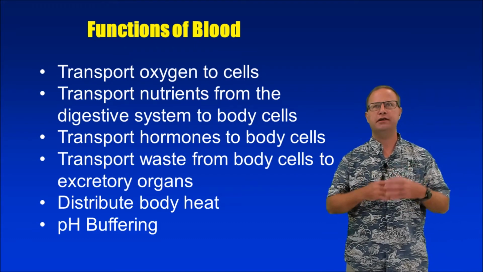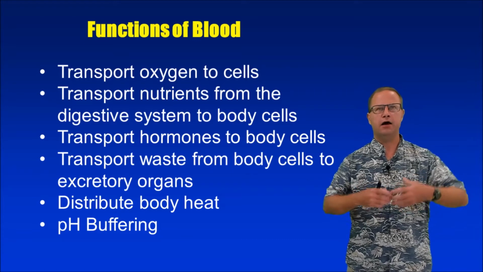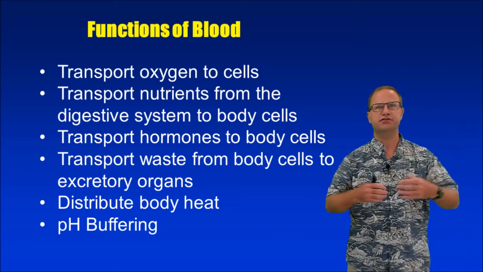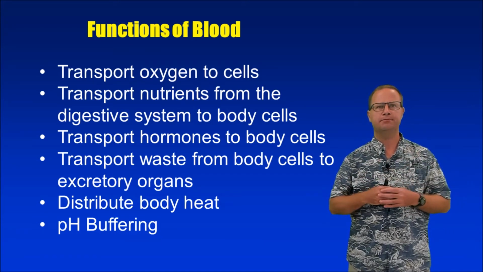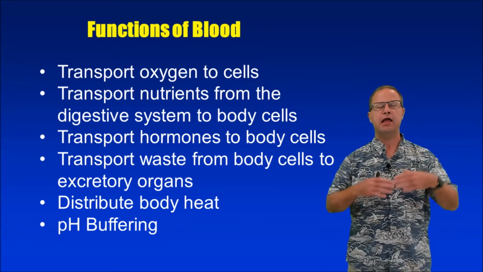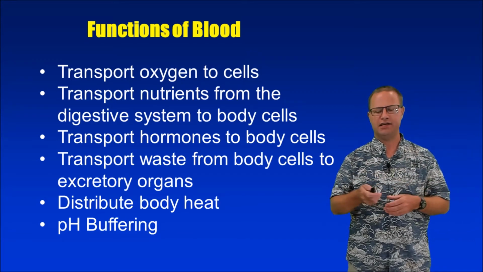It's also very important in distributing body heat. I mean, think about what happens to your skin when you're working out really hard. You begin to overheat and you'll notice your skin gets really red. And that's because the blood vessels in your skin dilate, bringing the blood closer to the surface, and that helps to cool off the body. And last but not least, the circulatory system and the blood are important for pH buffering, maintaining the ideal balance of hydrogen ions in the blood so that we can have homeostasis.